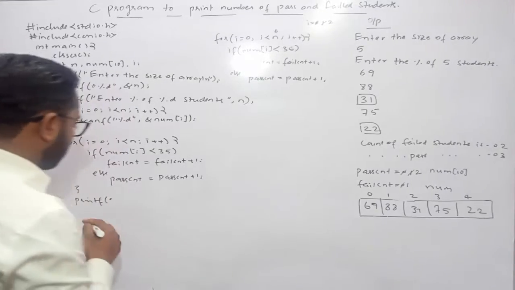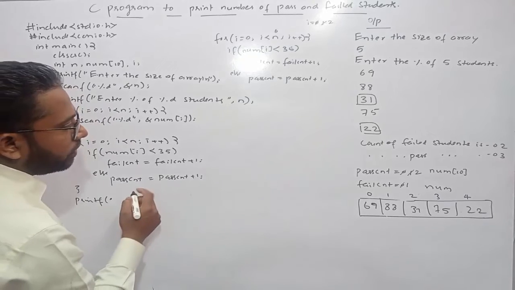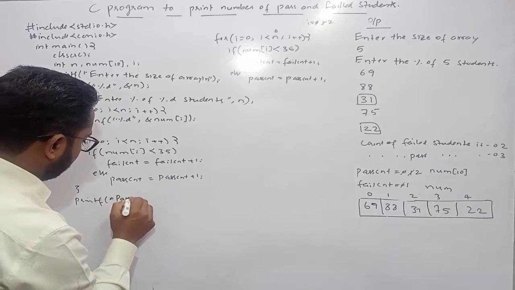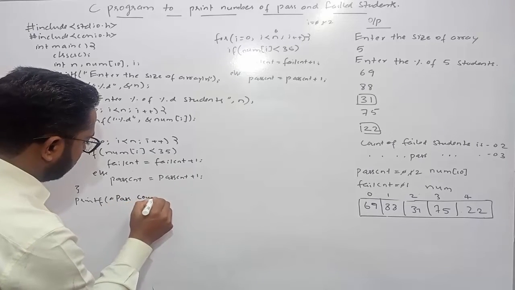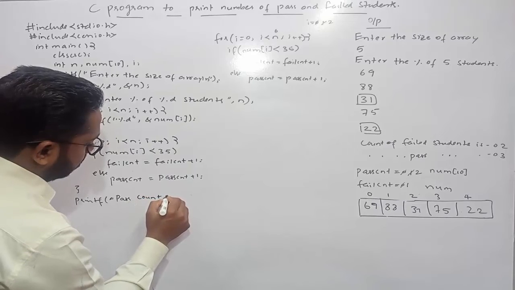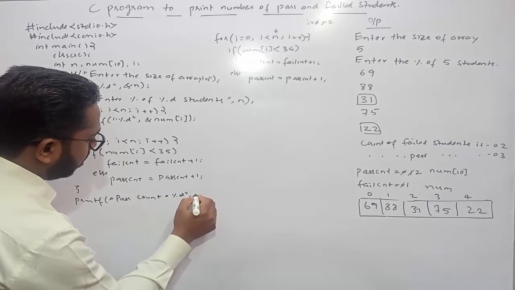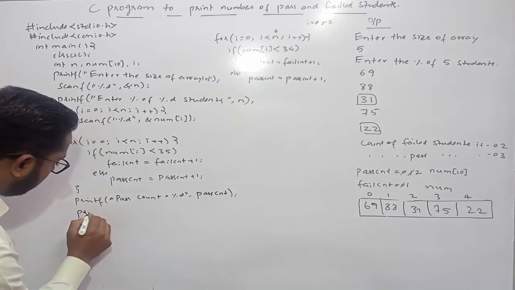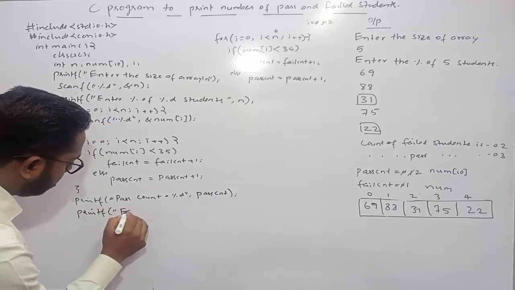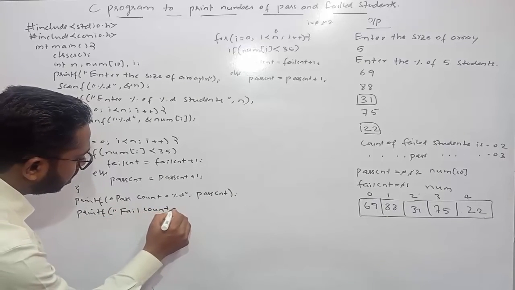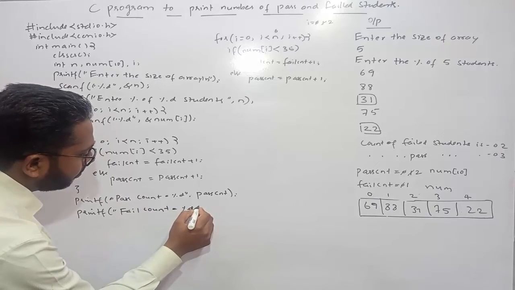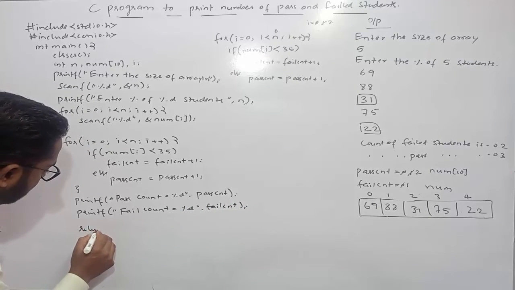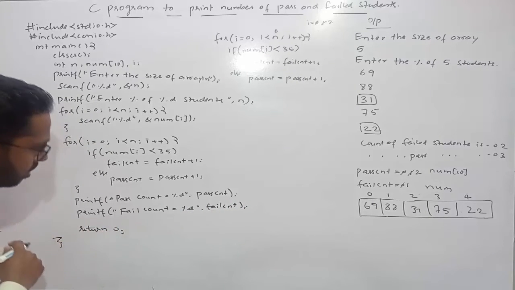count separately and then fail count separately, like this. Count of fail. Okay, let me write down like this. Pass count is equal to %d, comma, pass count and then fail count. Fail count is equal to %d, comma, fail count, and then at the end return 0 and then close. Okay.